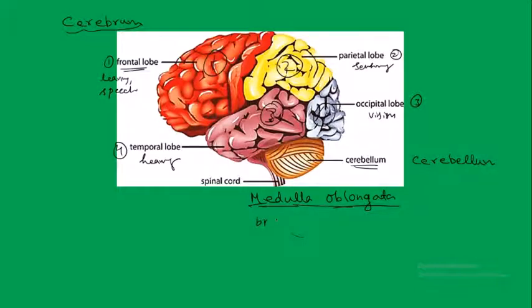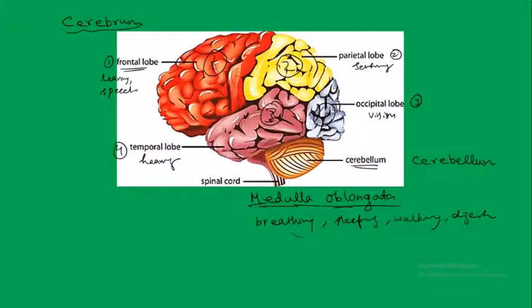Breathing is not voluntary, it is involuntary. Sleeping, coordination of body movements like walking, and digestion, these are all under the control of the medulla oblongata.